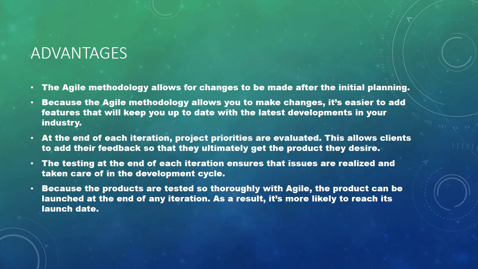At the end of each iteration, project priorities are evaluated. This also allows clients to add their feedback so that they ultimately get the product they desire. So under the waterfall methodology, here's what your product is going to be. We'll build it from inception to completion, this is what you get. Under the Agile methodology, we start building it. If you change what you want, or you find a better idea, or a better idea presents itself to the project team, then the end product can be changed on the fly.